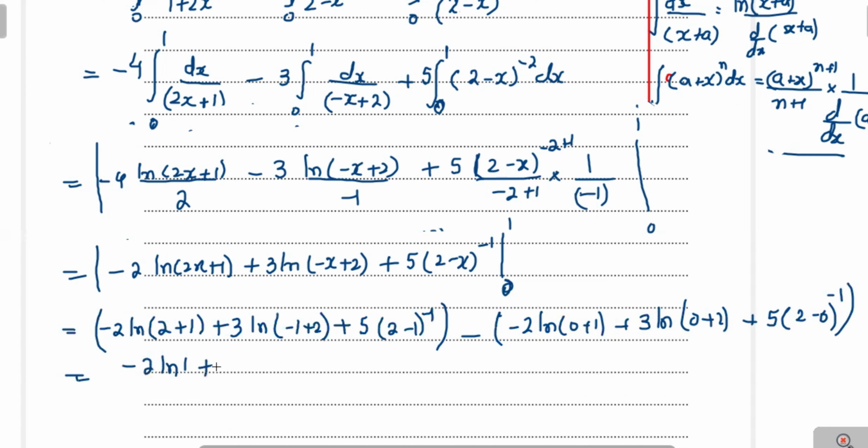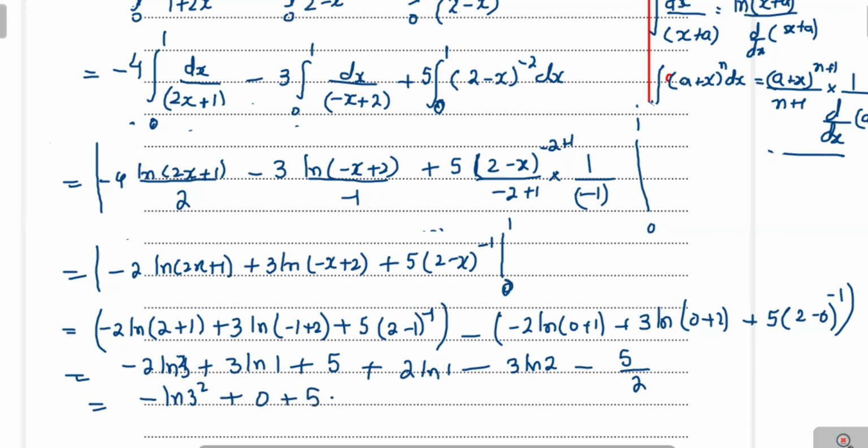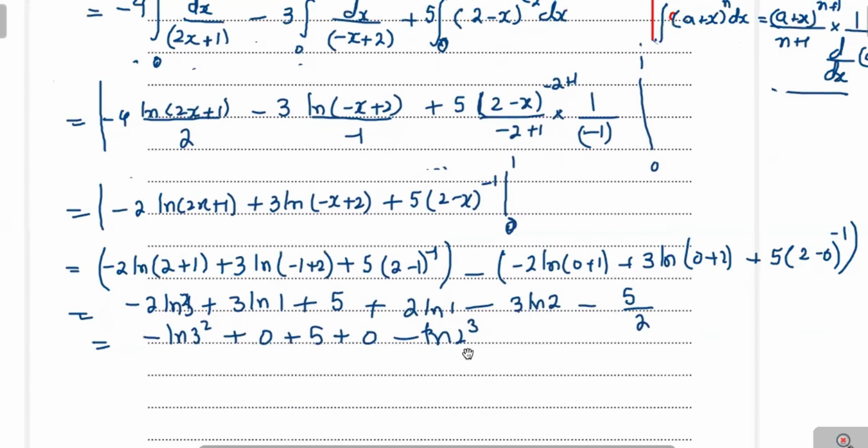Minus 2 into ln 3, plus 3 into ln 1, plus 5 into 1 to the power minus 1, which is 5. Now minus, plus 2 into ln 1, minus 3 into ln 2, minus 5 into 2 to the power minus 1, which is 5 over 2. Now we can write it as minus ln 3 to the power 2, plus 3 into ln 1, which is 0, plus 5, plus 2 into ln 1, which is 0, minus ln 2 to the power 3. Now the coefficient of ln becomes the power of this ln value.